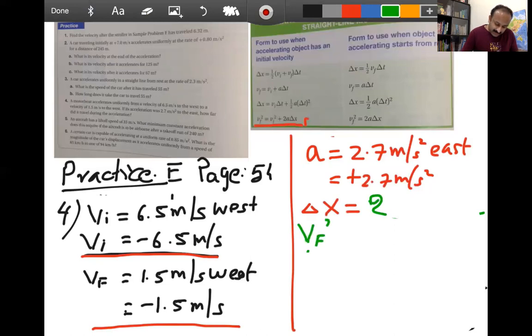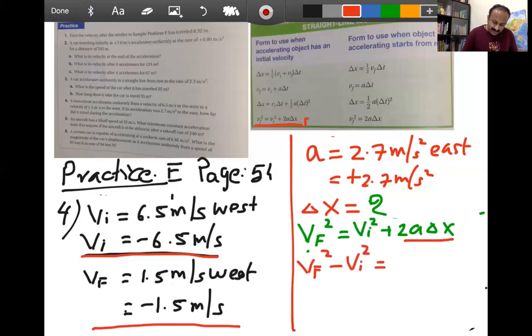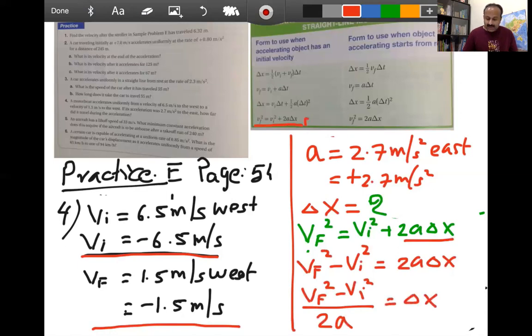The equation is VF squared equals VI squared plus 2A delta x. Since we are looking for this delta x, just keep this term on the right hand side and bring VI squared to the left hand side. So this equation I can rearrange like this: VF squared minus VI squared equals 2A delta x. You are looking for delta x, so bring this 2 and A to the left hand side. So it will be like this: VF squared minus VI squared, the whole divided by 2A, equals delta x. So now you just want to plug in the values. The equation I am writing here: VF squared minus VI squared divided by 2A equals delta x.